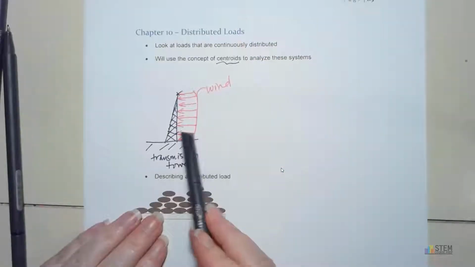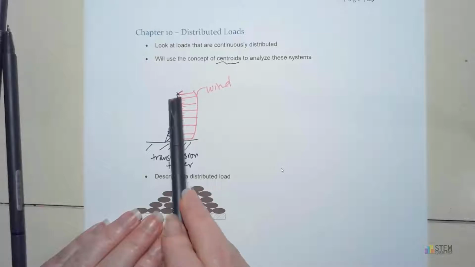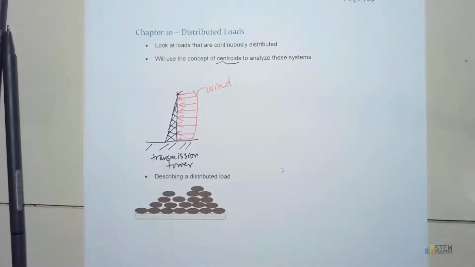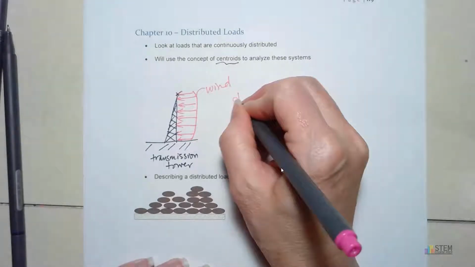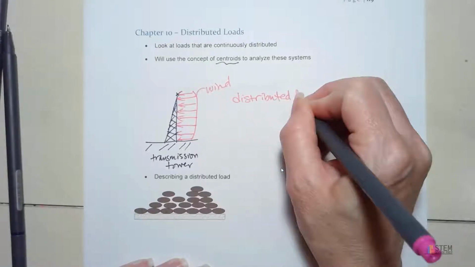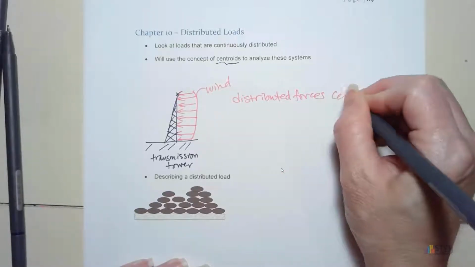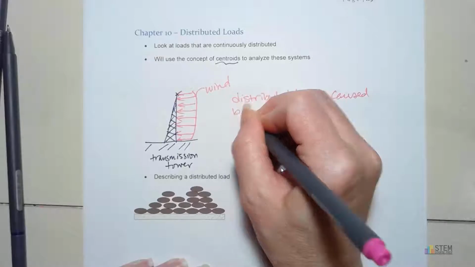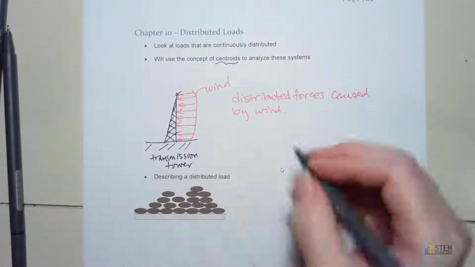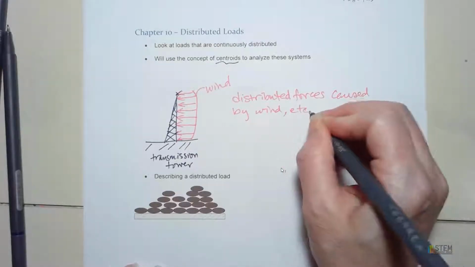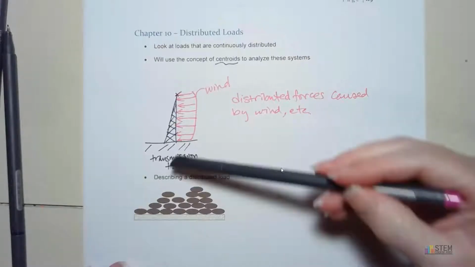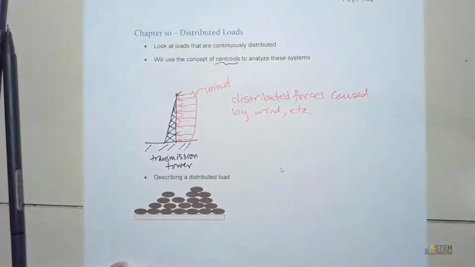All right, so notice we've got these lines. They are distributed over the length of this transmission tower. So in this case, we have distributed forces caused by wind. And you can have other kinds of forces that are distributed in that manner. This is just the one that we picked here, so let's just put etc. But these are the kinds of problems we're going to look at, when you have a length and you've got forces distributed along that length.